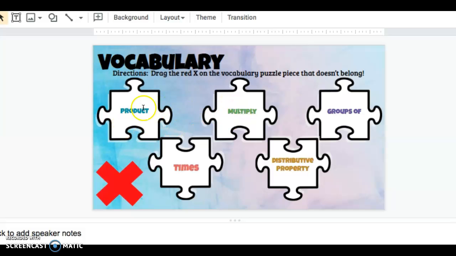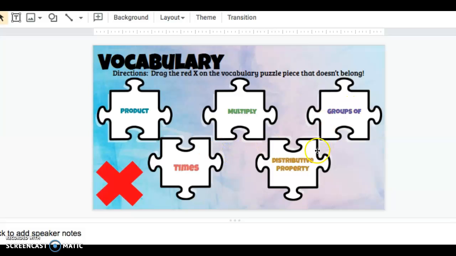So I know these two go together. I also know that multiply means times, so I know that goes together. And I also know that they go together because when I see them in word problems, I know that they mean to multiply, or they're keywords that I would highlight to help me determine what operation I'm using.